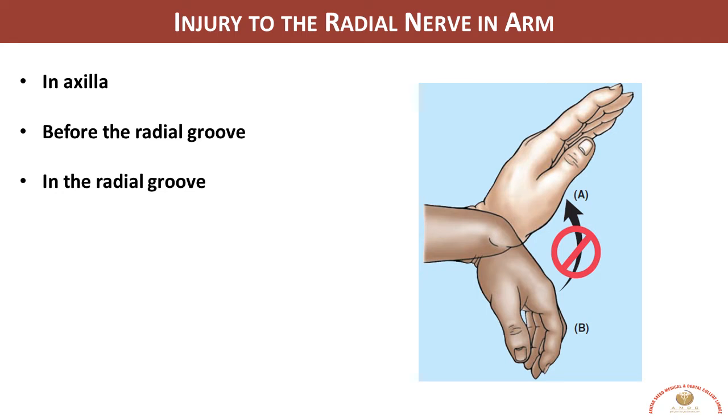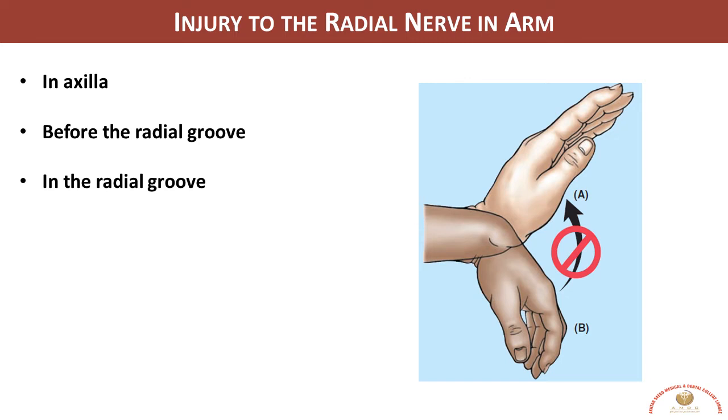Now, what happens when the injury occurs just before the radial groove? When the nerve is injured just before the radial groove, all of the supply to the triceps brachii muscle is lost. So the lateral head, medial head and long head are all affected, and there will be loss of all of these muscles. But once the nerve is injured in the radial groove, the triceps is usually not completely paralyzed. It is only weakened, because, as I have already told you, the branches to the medial head and the long head are given at this point.